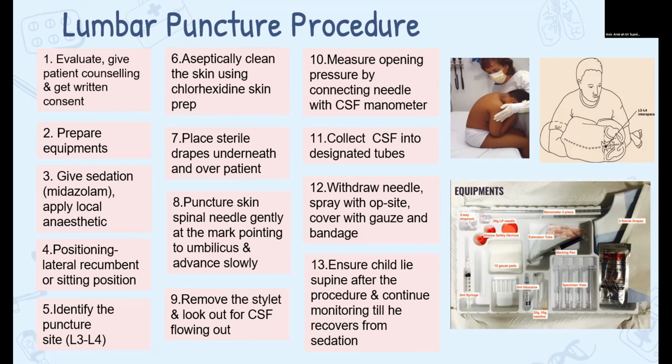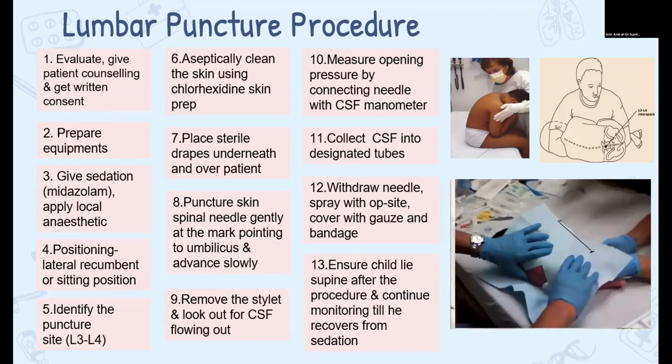For positioning, we could do lateral recumbent or sitting position. I provide the picture there. Then we need to identify the puncture site, which in our protocol is L3 to L4. First we locate the posterior superior iliac crest and draw an imaginary line. The intersection of this imaginary line and the spine is approximately at L4. By this we can find the space between L3 and L4.